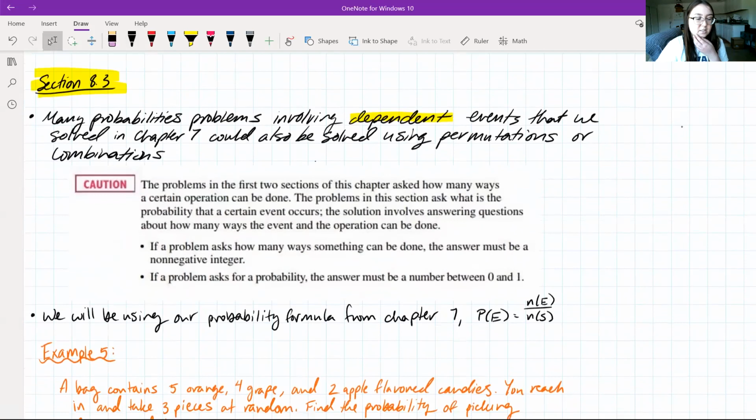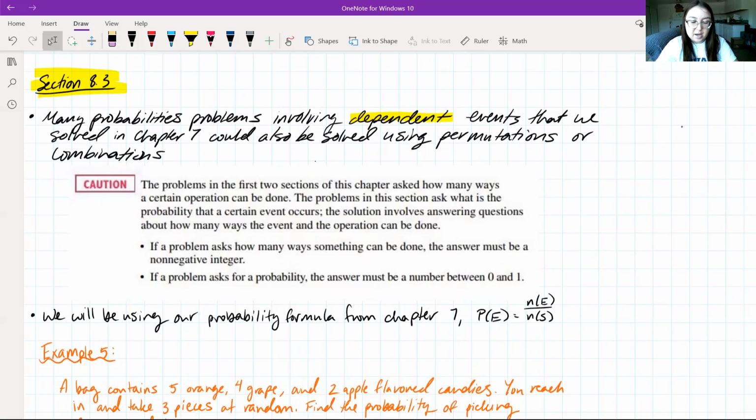So on to our next section, section 8.3. We see that many probability problems involving dependent events that we solved in chapter 7 could also be solved using permutations or combinations. So a caution here is that the problems in the first 2 sections of this chapter asked how many ways a certain operation can be done. The problems in this section ask what is the probability that a certain event occurs. The solution involves answering the questions about how many ways the event and the operation can be done.